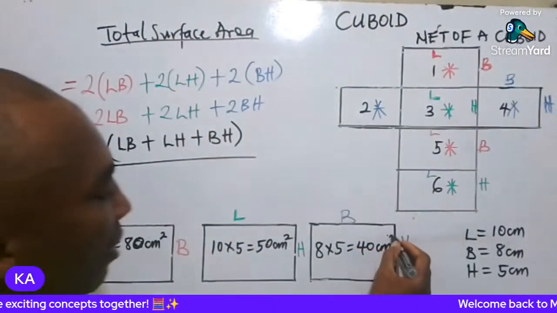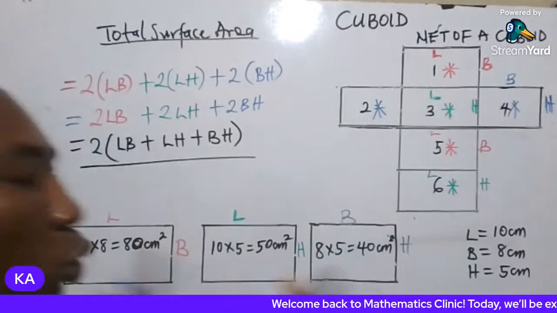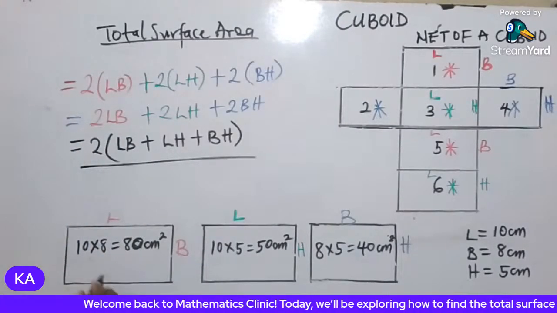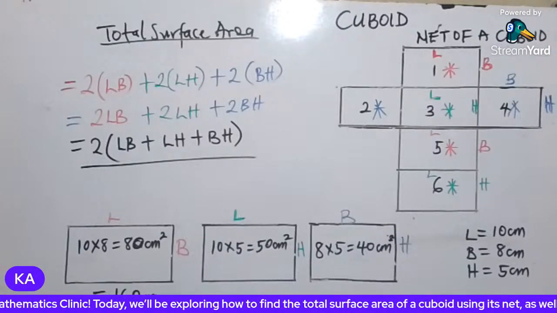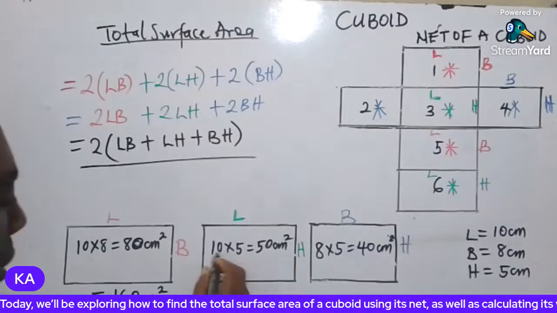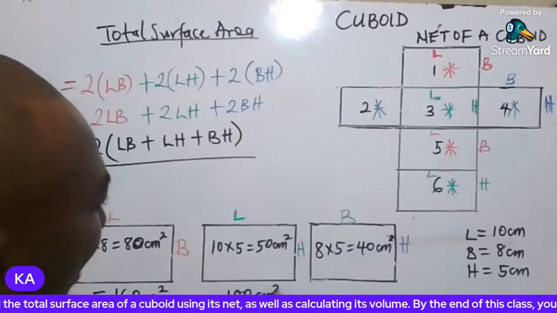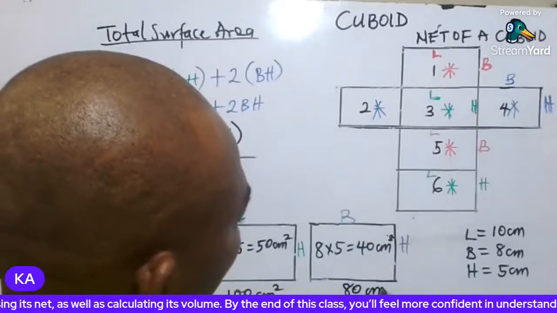So can I add the 3 together? Don't forget they are all 2. So 2 of these. That will be 160 centimeter square. 2 of these, 100 centimeter square. 2 of these, 80 centimeter square.